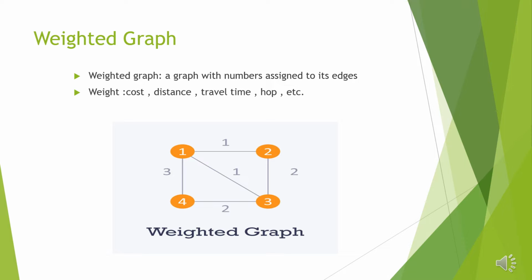As we saw a weighted graph in the previous slide, here we can see the weighted graph. It is a graph with numbers assigned to its edges. The weight itself can be cost, distance, travel time, hops, etc. Any item may be considered as a weight for a given graph.